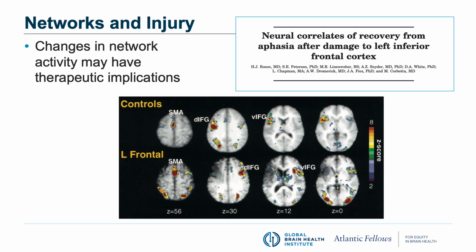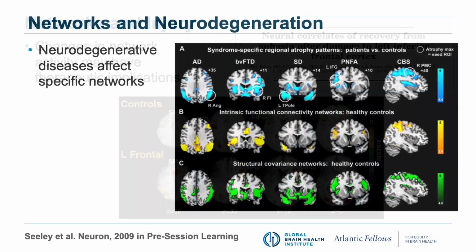So this is an example that we'll utilize to sort of think about, well, what are the implications of that kind of finding for how you might treat patients with brain injury in that region? And we'll use this as an example. And there are many other examples of this kind of study in the literature.